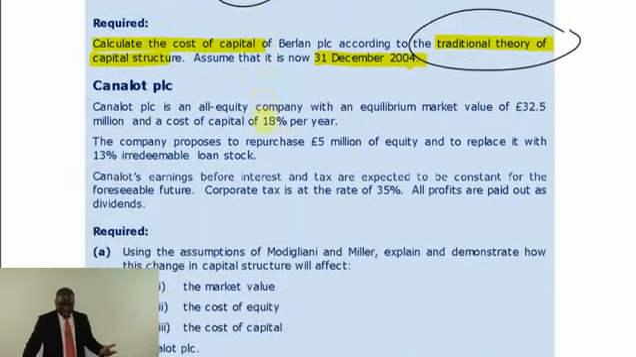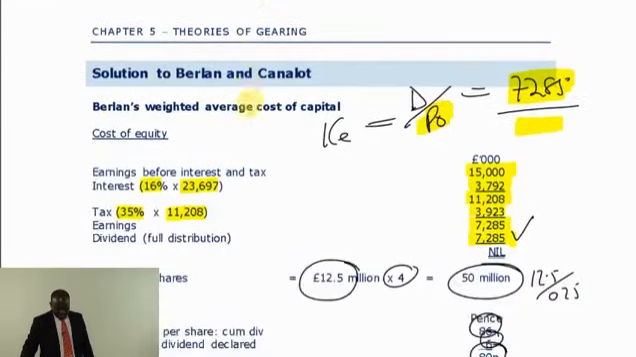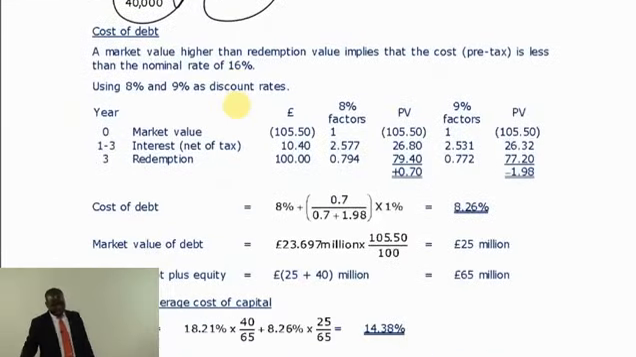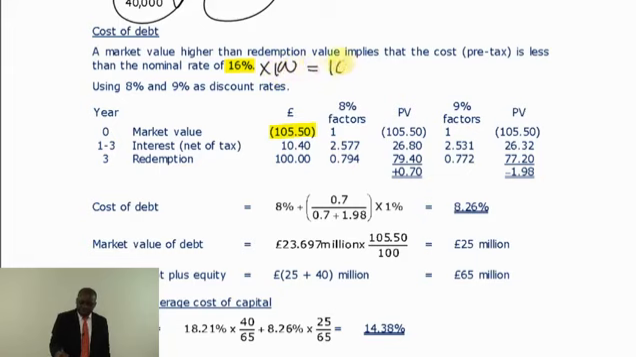We have to go and calculate that internal rate of return, because it's a redeemable debt. We know how to do that already. The market value per nominal is 105 ex interest. What will be your net interest? Interest is 16%. 16% of 100 will give you 16. But there is a tax rate of 35%. Knock the tax off, and that will bring you to 10.4 pounds. So if you have got 10.4 pounds, come the end of the third year, there should be a redemption value.